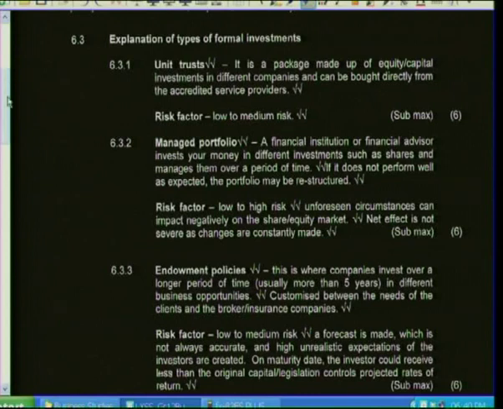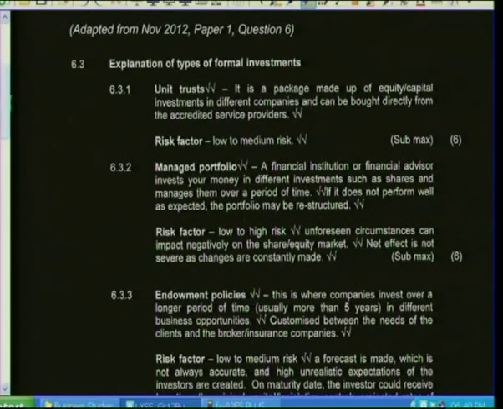So let's have a look here how this is set out. I've got all my different types, starting with unit trusts. Then I also added in the risk factor, because remember, they require this in the question. They said to us, discuss the risk factor.